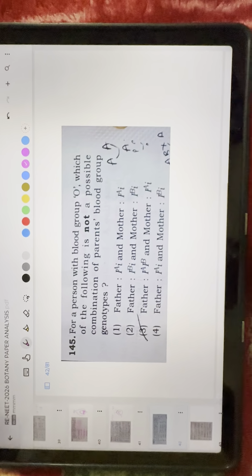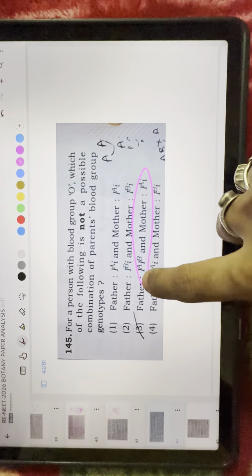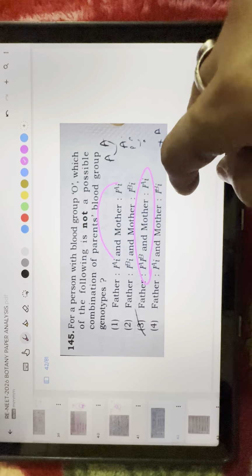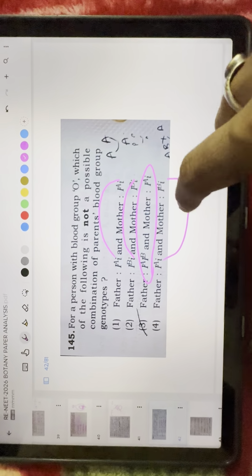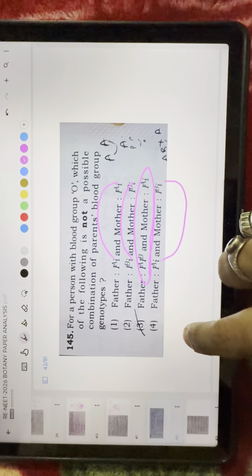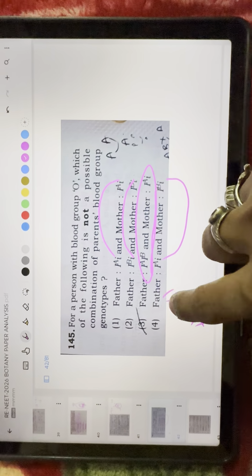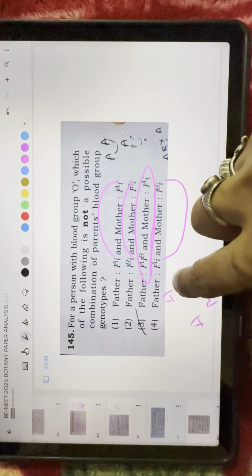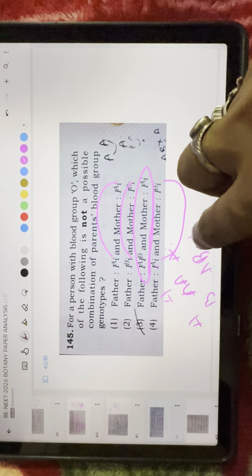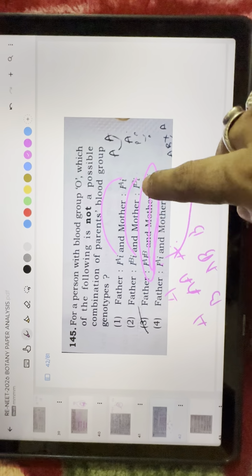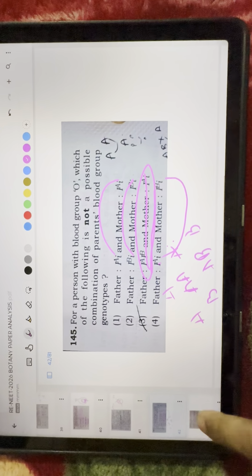Next, for a person, when you are crossing A and A, the O blood group is a possibility, but here there is no such possibility. If you are talking about A and B, the person is going to get the A blood group, AB blood group, and B blood group. So none of them are going to get the O blood group. They are asking which is not a possible combination, so we can go with the third option.